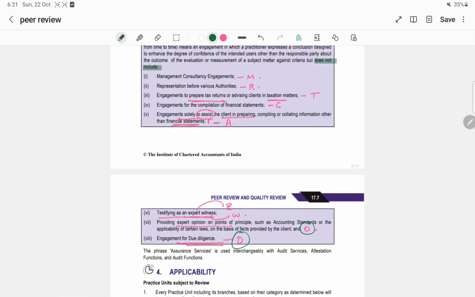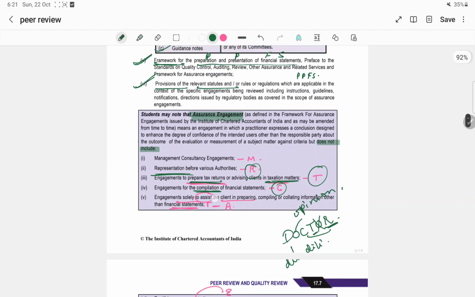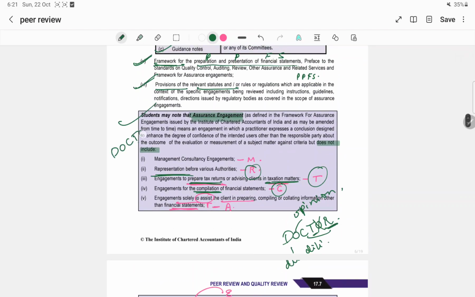So also if you want to remember few points, you can easily remember. See, D O C T R, this will become doctor. So from D you can remember due diligence, O you can remember audit opinion, expert opinion, which was in this point, expert opinion. From C you can remember this one point, compilation of FS. From T you can remember taxation matters, tax returns. From R, this O will not be there. From R you can remember representation before various authorities. So likewise from memory trick you can learn. So memory trick will be doctor.